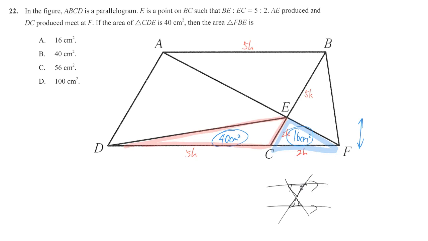In formula, if I let the area here be A1, then A1 to 40 is equal to 2 to 5. So A1 is equal to 2 over 5 times 40. We get 16.